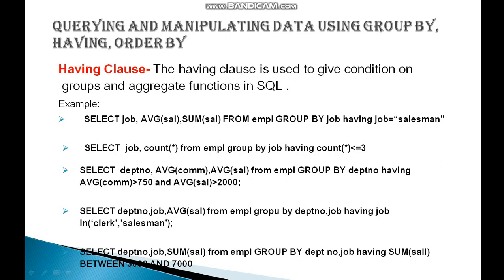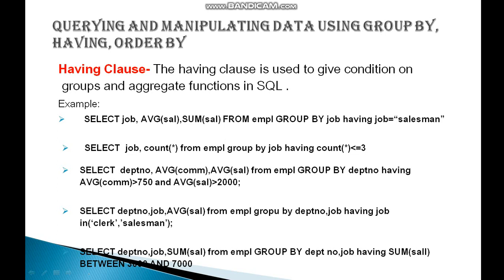Now having. What do you mean by having? If we have to give a certain condition or restriction in the group by aggregate functions, then we have to use the clause having. As we generally use the clause where in a simple SQL query to give any type of restriction or condition, here if we want to use the group by clause with an aggregate function, we have to use the having keyword. Okay, so let us discuss with the help of some SQL queries.